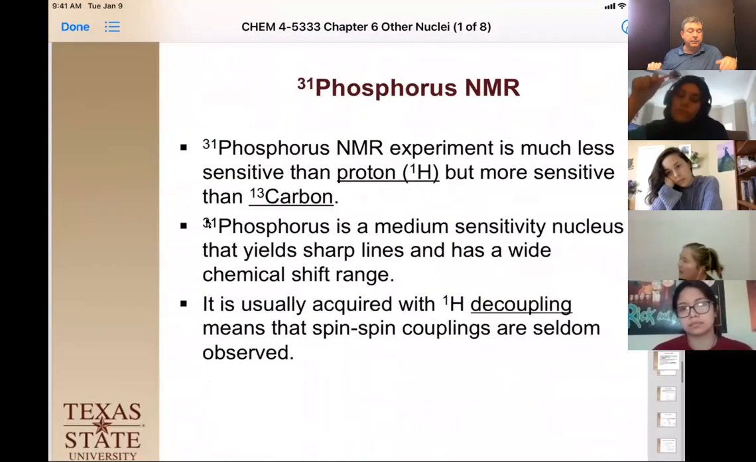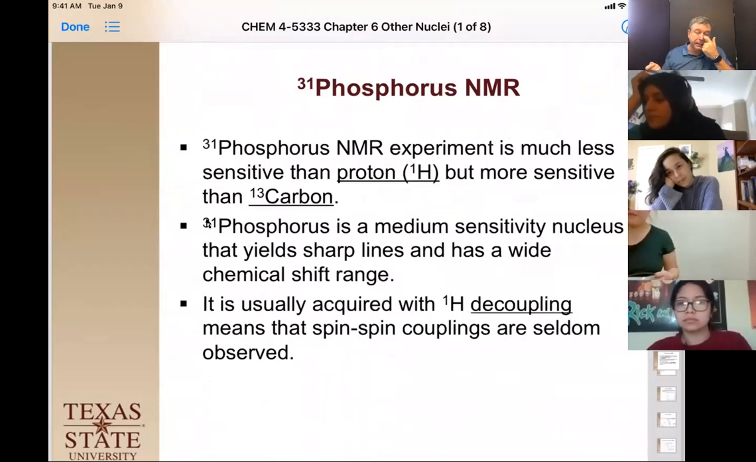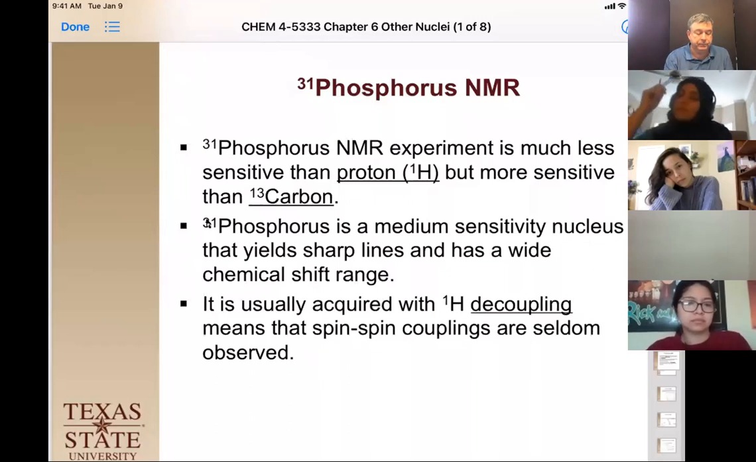All right, let's see, phosphorus NMR. Phosphorus 31, it's got a significant amount of that isotope. It makes it easy to do. But again, it does require decoupling. If you do not decouple it with hydrogen because of the high concentration, you will see it, okay?